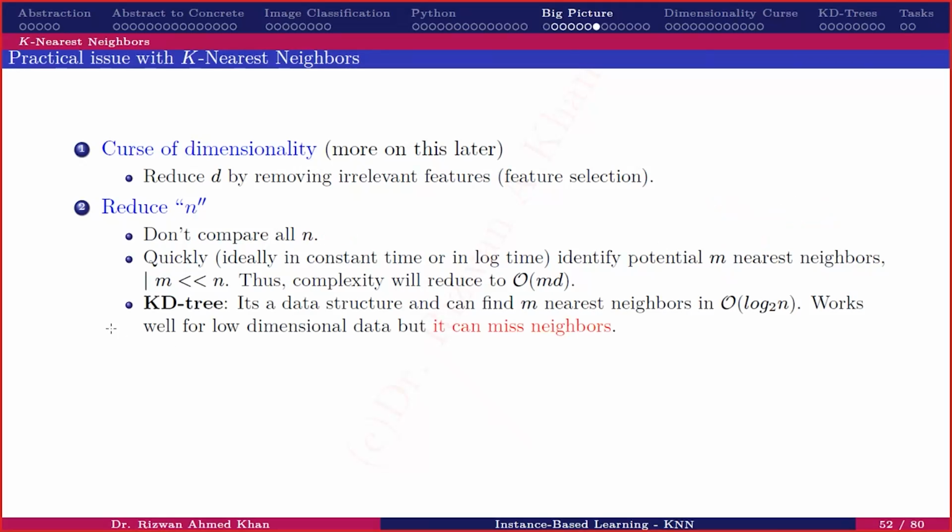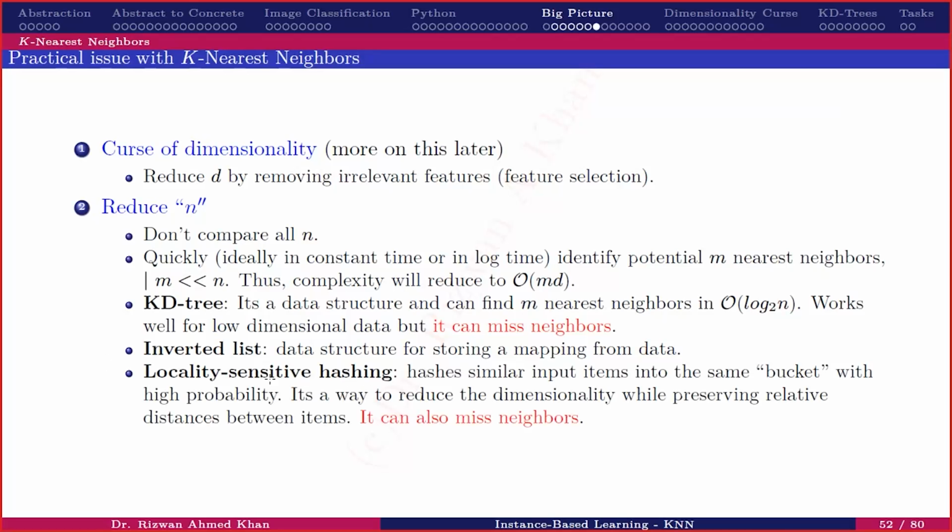One of the things is k-D trees. It's a data structure, or for computer science students, it's like depth first search trees, or DFS as we call them. This is a data structure to store our data points in such a way that it's very fast to find neighboring points. I will explain how, but it's not perfect and it can miss neighbors. There is another data structure called inverted list. We have hashing as well that can be used to speed up neighbor search. All these techniques will speed up search time.